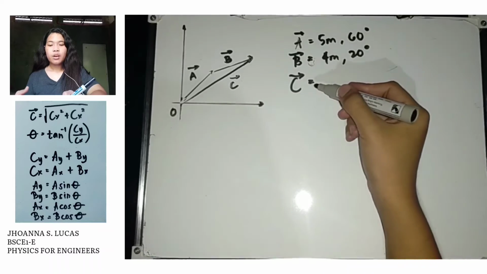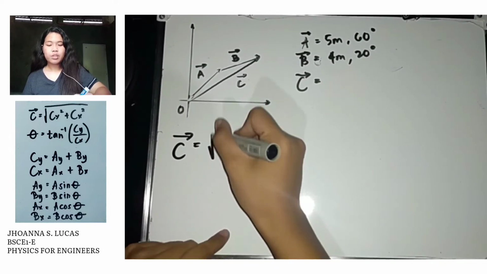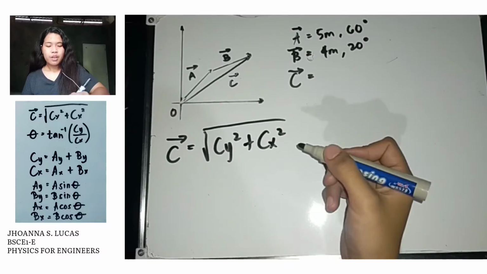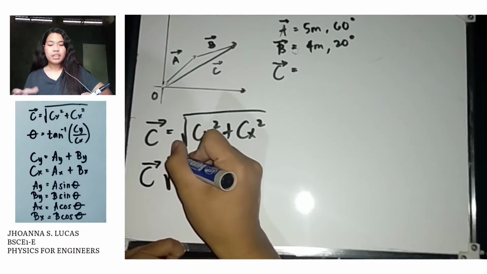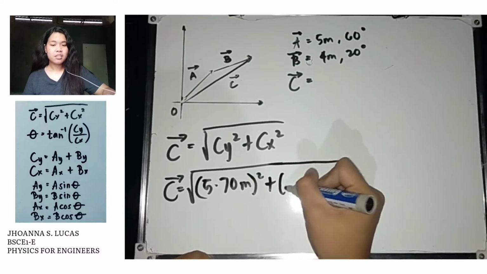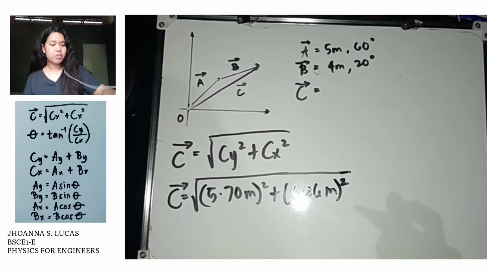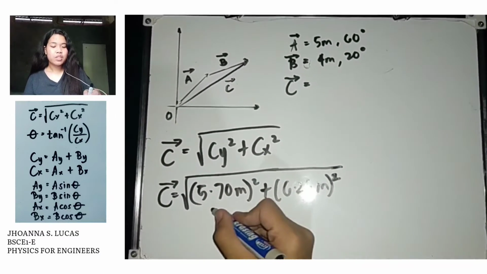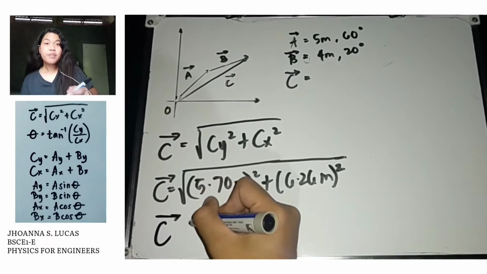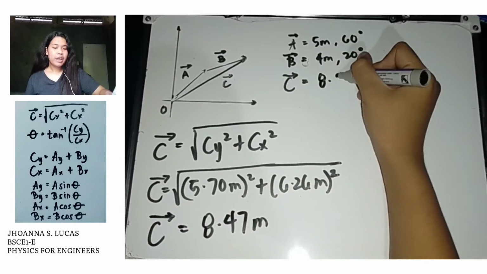For us to know the vector sum, or our vector C, our equation there is vector C equal to the square root of Cy squared plus Cx squared. Let's substitute it. Our Cy is 5.70 meters squared plus our Cx, 6.26 meters, squared. So vector C is equal to the square root of 5.70 meters squared plus 6.26 meters squared. So let's calculate it. Our vector C, or our vector sum, is 8.47 meters.